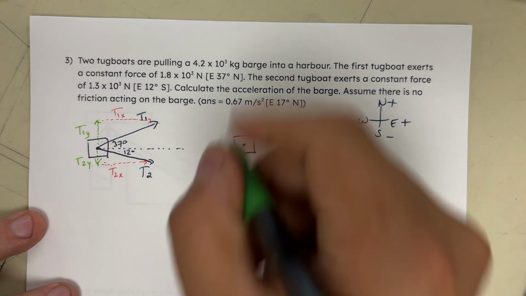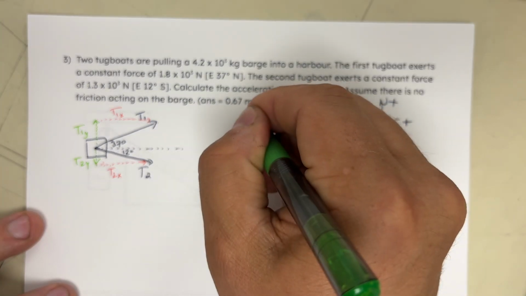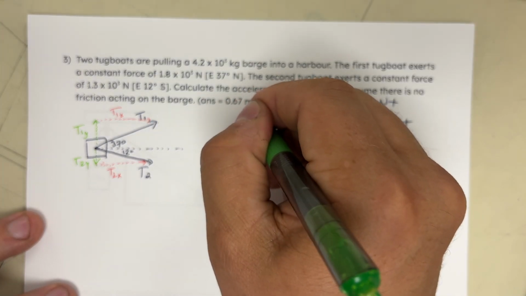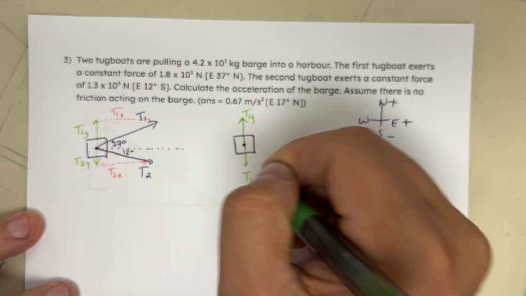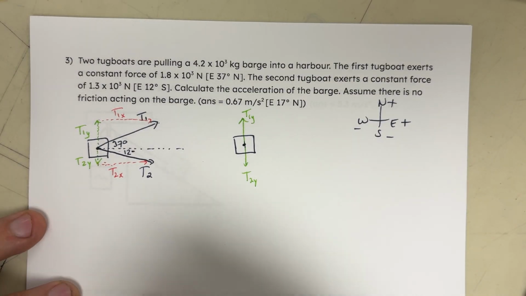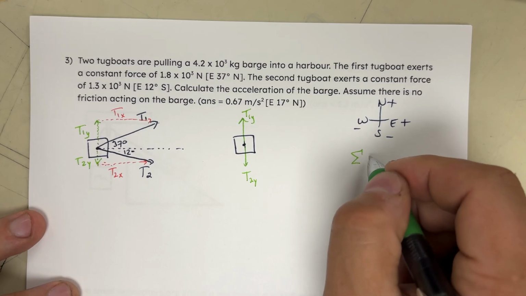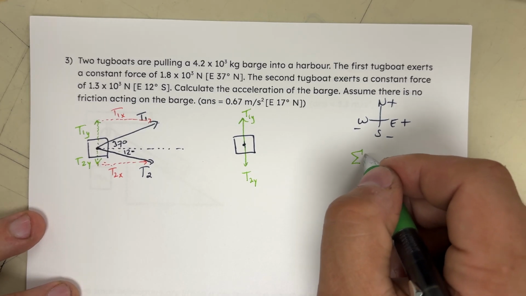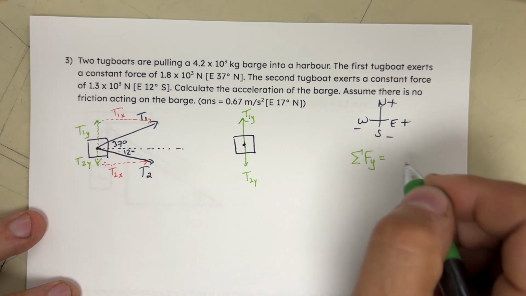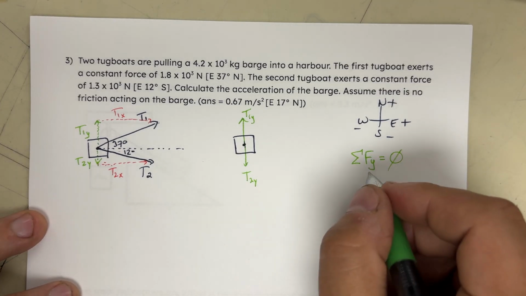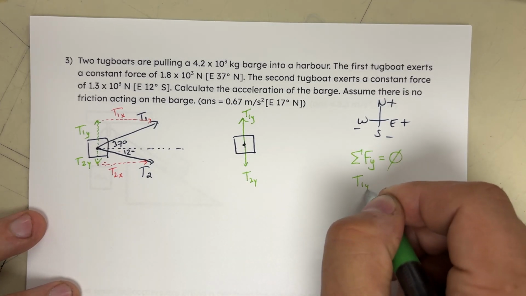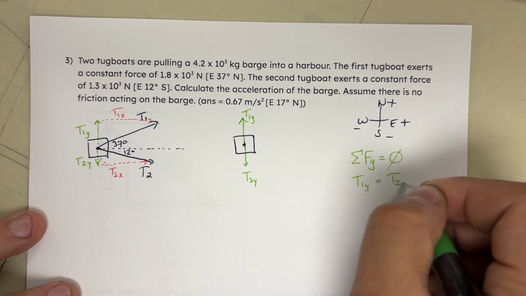So my T1y and my T2y are going to be equal. And I'm going to say the sum of the forces in my y component is equal to 0. So those are equal to each other. So I could say T1y is equal to T2y.